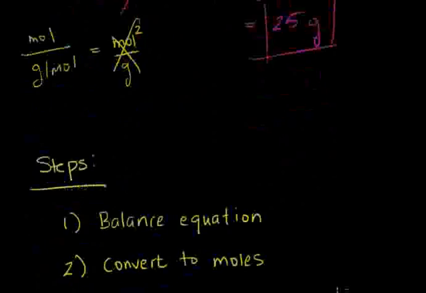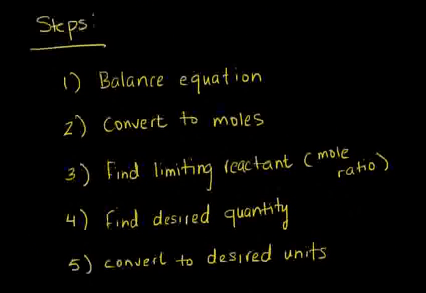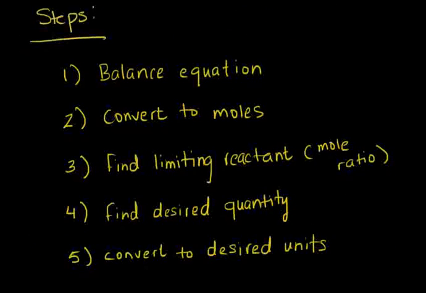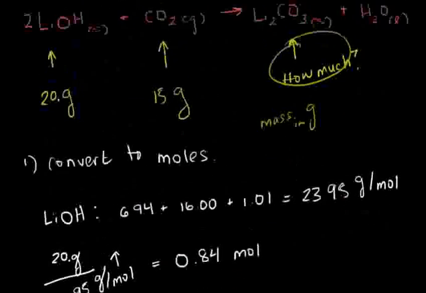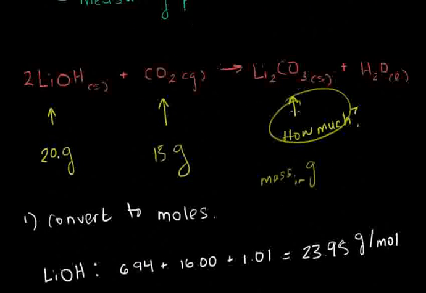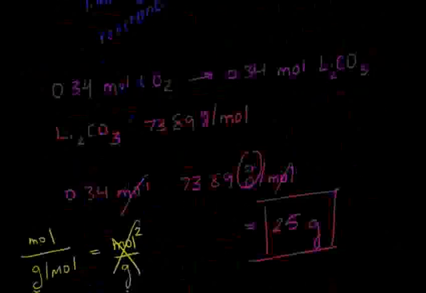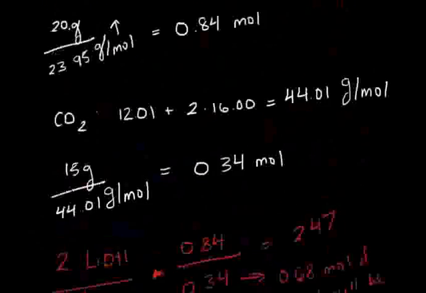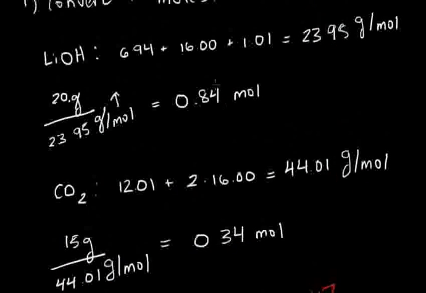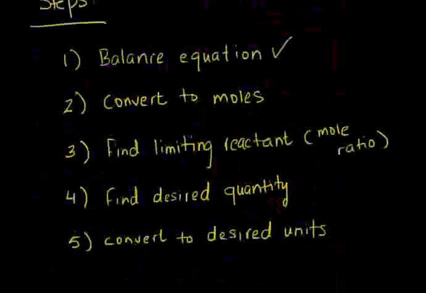But finally, let's just review the steps you use to solve a stoichiometric problem, to figure out how much product or how much of anything you have given some initial information about the conditions of the chemical reaction. First, you're going to balance the chemical equation. Let's see, did we do that? Yeah, I think I did that for you. Yep, this chemical equation is balanced. Check. We're going to convert the information we have from masses to moles. We did that right here. We figured out the number of moles of lithium hydroxide we had and the number of moles of carbon dioxide. So that was our second step.